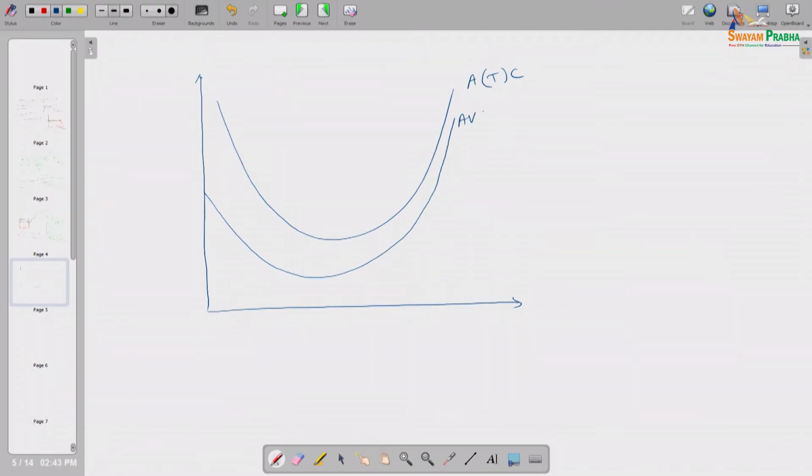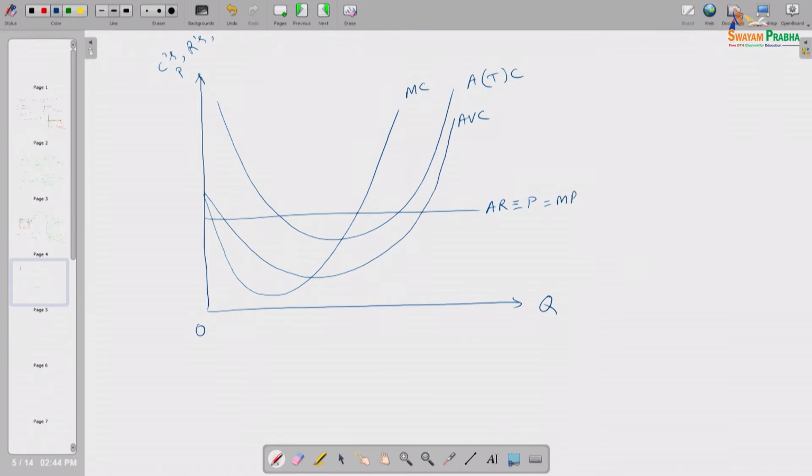This is the average variable cost curve. Of course, we are measuring quantity on this side. This is the marginal cost curve, and on this side we are measuring all the different costs, revenues, and price. Okay. Suppose this is the price line. This is basically average revenue, identical with price, equal to marginal revenue in this market.